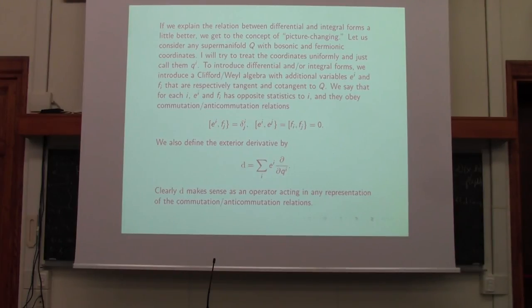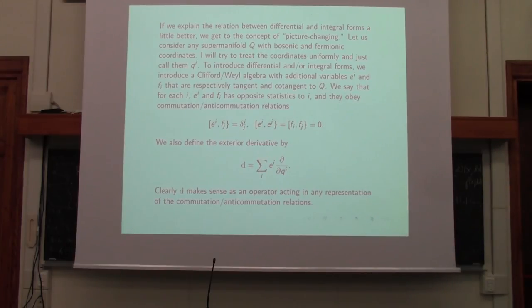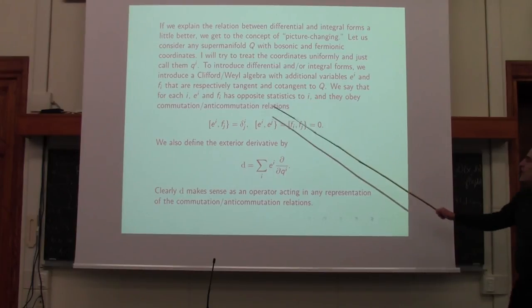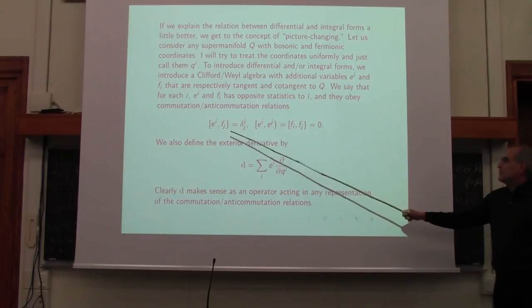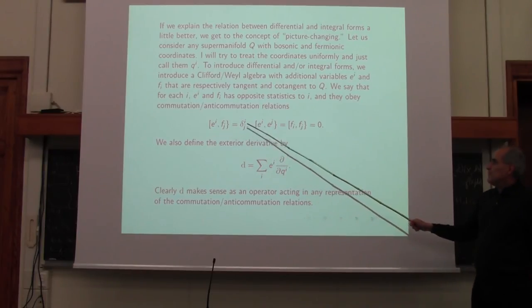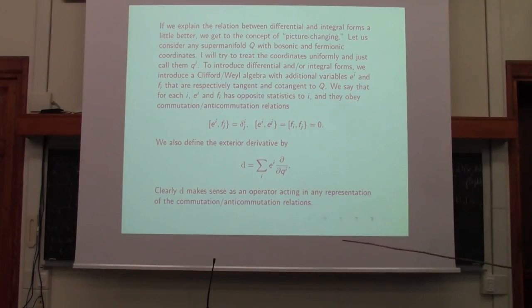To introduce differential or integral forms, we introduce a Clifford or Weyl module with additional variables e^I and f_I that are respectively tangent and cotangent to Q. We say that for each I, e^I and f_I have statistics opposite to q^I, not opposite to I, opposite to q^I, and they obey commutation and anti-commutation conditions. That e with f is a Kronecker delta, and e with e or f with f is zero.